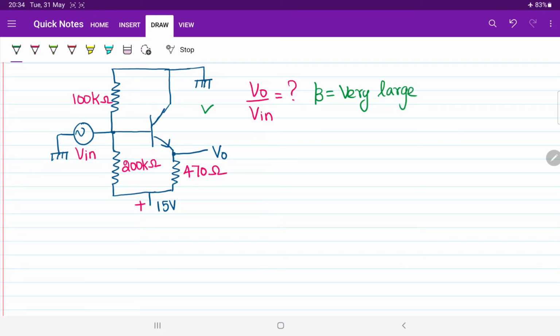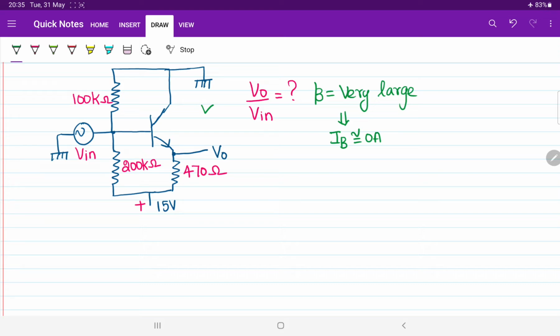Sometimes what they will do is either tell you that the value of beta is very large, or they will directly give the value of beta but it is a very large value, like 700 or 800, 1000. In that case also, by observing the value itself we can understand that yes, the value of beta is very large. So approximately we can assume the base DC current I_B is equal to 0 ampere. Base current equal to 0 ampere.